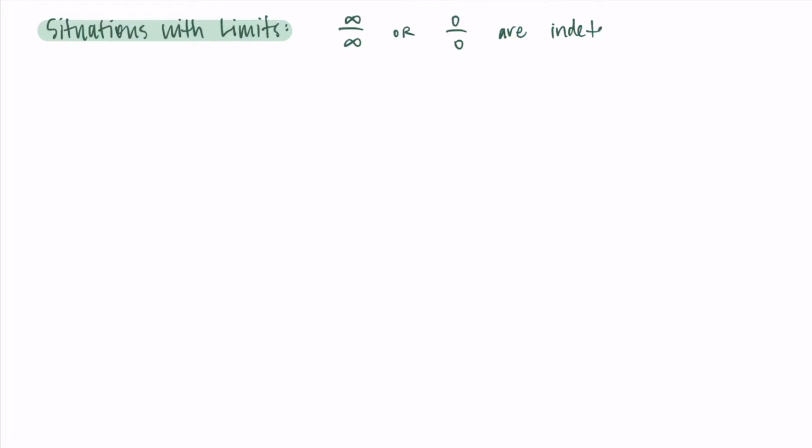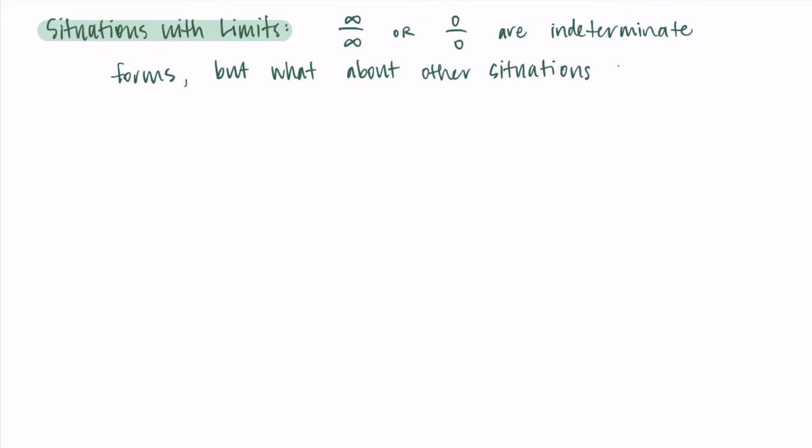So in this video, I want to talk about some situations that sometimes arise when we are trying to evaluate limits. So we know that infinity over infinity, or 0 over 0, are indeterminate forms. And there's also some other ones too. These are just the ones I like to consider most of the time. But what about other situations that might arise with limits that involve 0 or infinity?